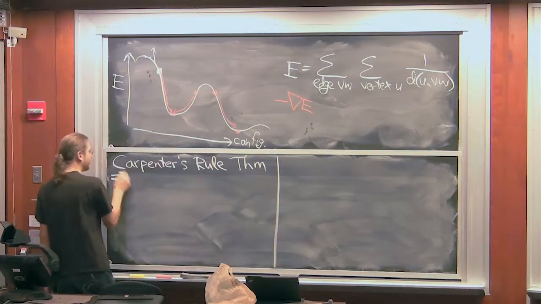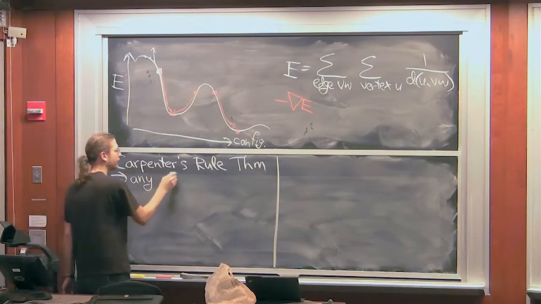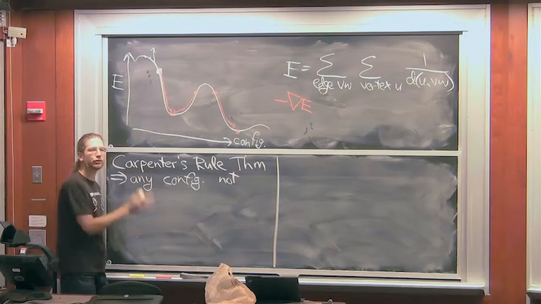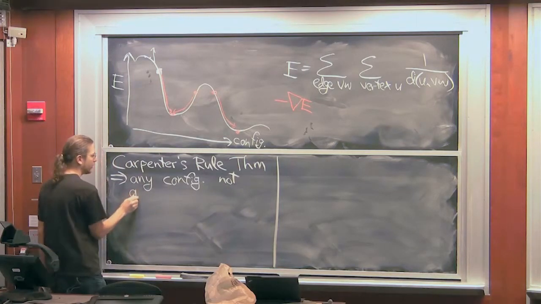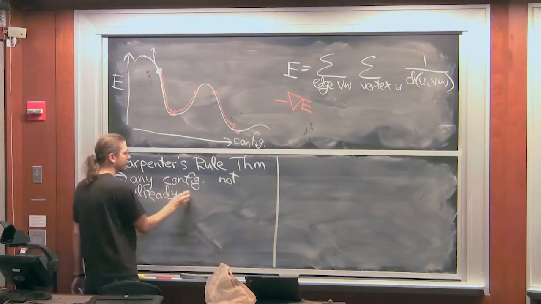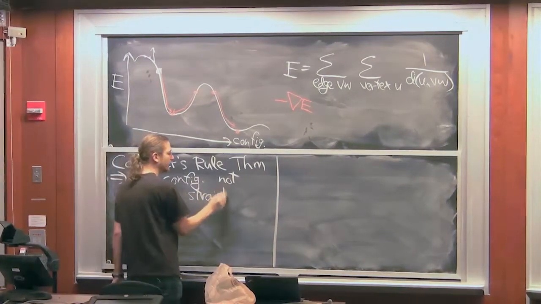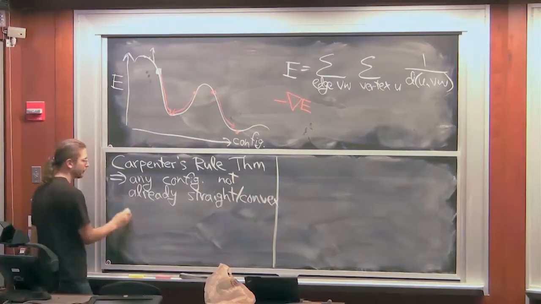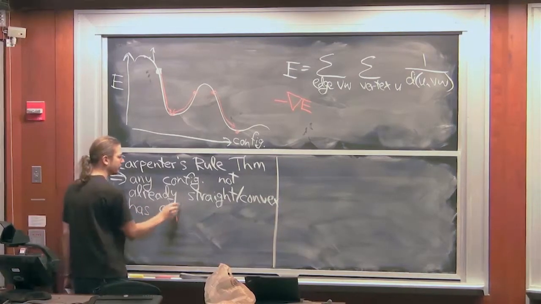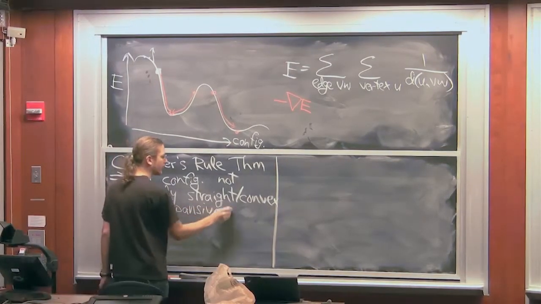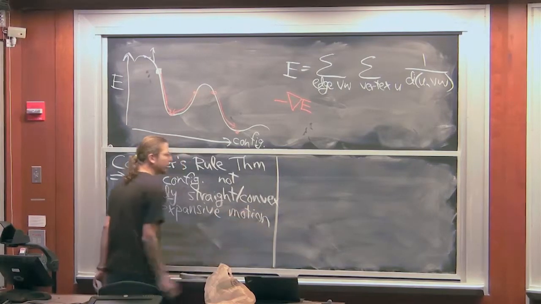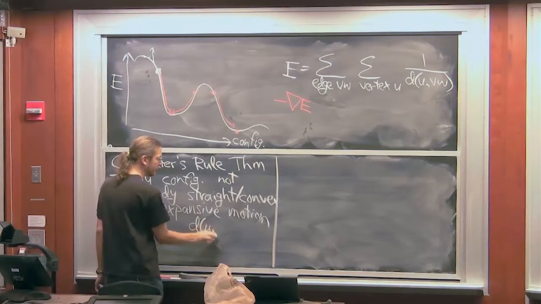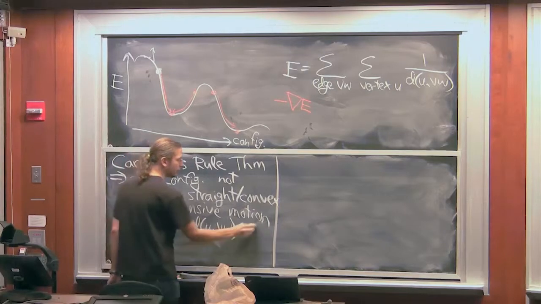Carpenter's Rule theorem tells us that any configuration where we're not done, and I'll start just by thinking about a single chain, maybe an open chain or a closed chain. Any chain that is not already straight or convex not only can be unfolded, but has an expansive motion to unfolding. Expansive motion tells us that if we look at any distance between a vertex and an edge, this increases.